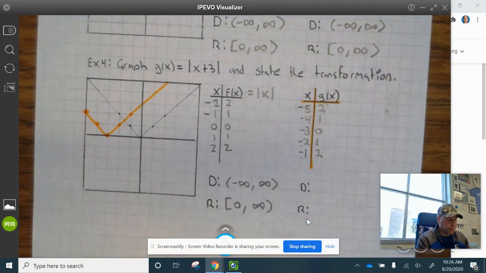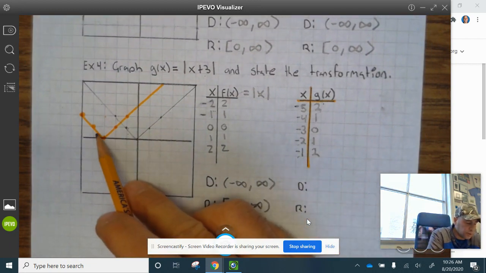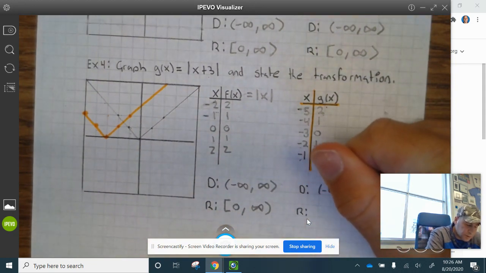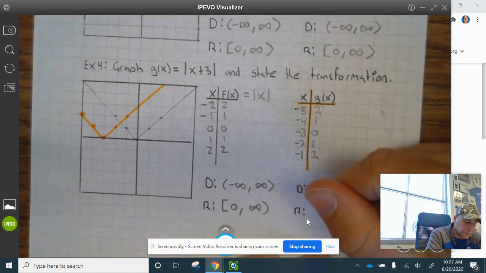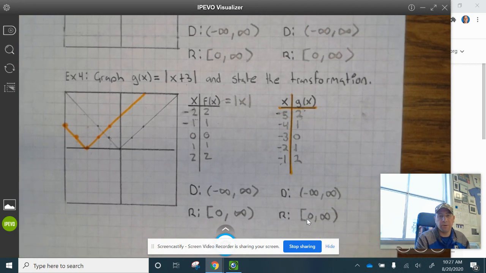Okay, so now let's look at the domain and range. Now the domain, again, is still infinite in both directions. So that's negative infinity to positive infinity. And then the range is still bracket 0 to infinity. All right, so if you would, go ahead and finish up your examples.